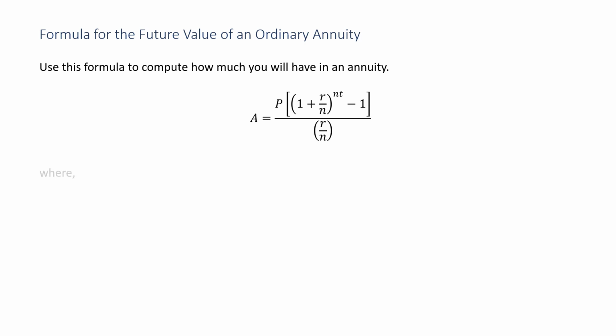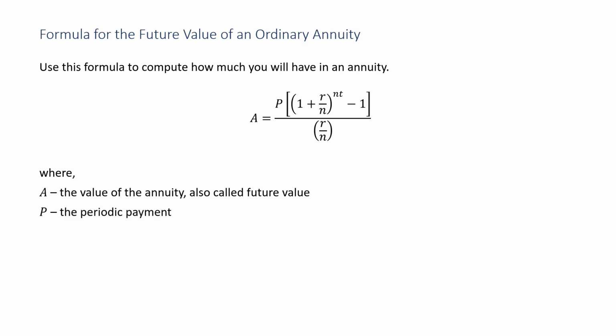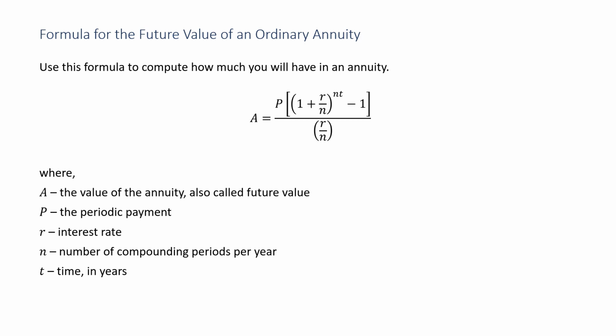What do these terms stand for? Well, A is the value of the annuity. It is also called the future value. P is for the periodic payment. r is the interest rate. n is the number of compoundings per year. And t is time in years. Don't worry, this formula will be provided for you on every exam we have over this material.